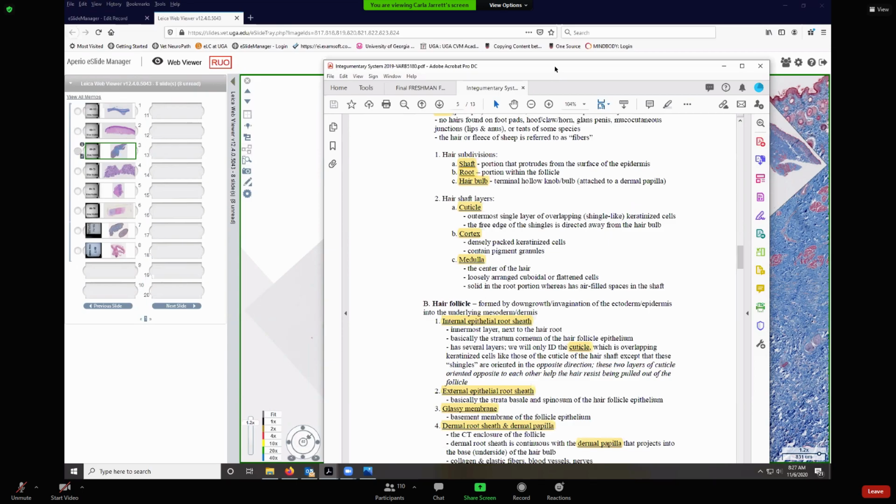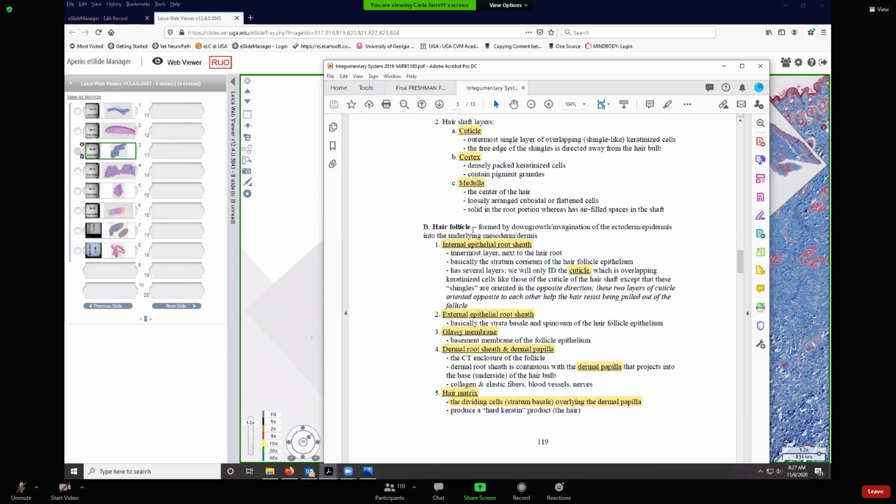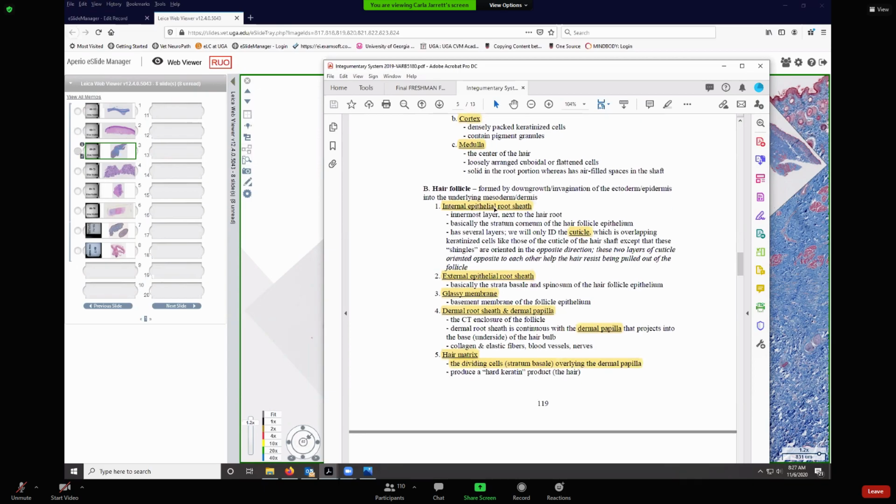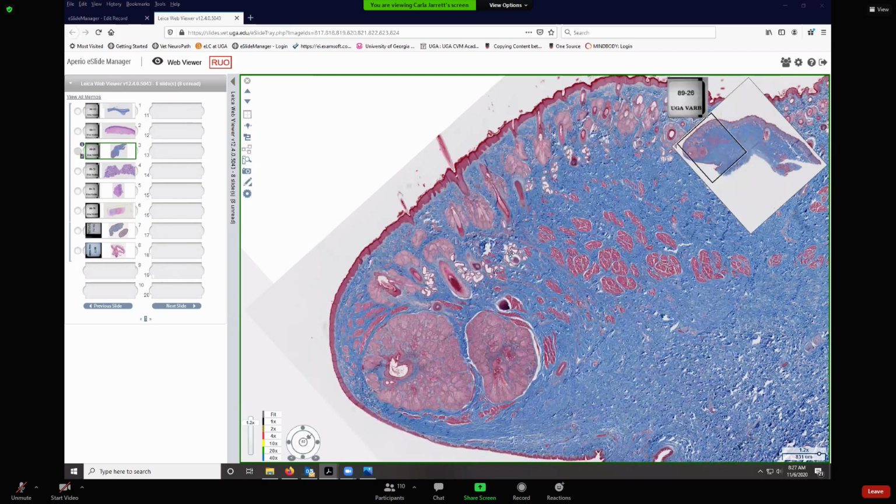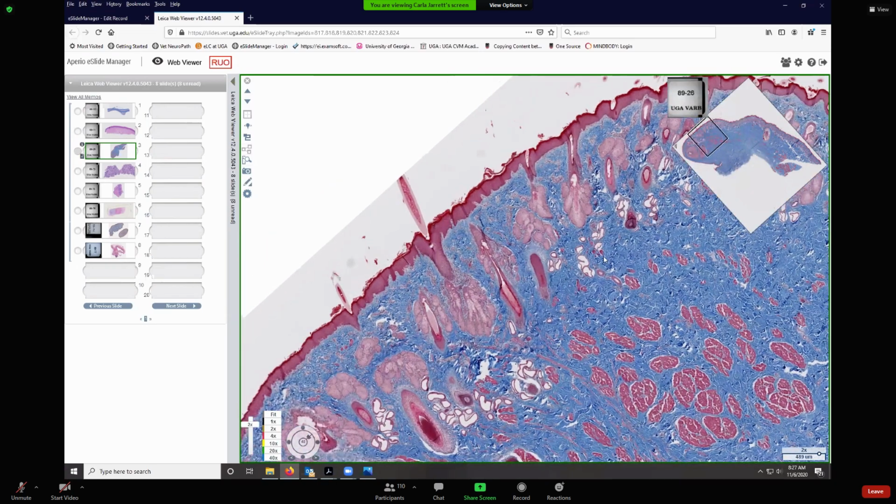Now, the hair shaft also has layers. There's actually more layers in this than we had to learn back in the old school days, back in the 80s. But we've condensed it, so we're going to look at the cuticle, the cortex, and the medulla of the actual hair shaft. Then we're going to look at the subcomponents of the hair follicle: the internal epithelial root sheath, external epithelial root sheath, glassy membrane, dermal root sheath, dermal papilla. And then we'll look at the germinal hair matrix cells, and the dividing cells that give rise to that hair. So let's take a look at all of that using this slide right here.